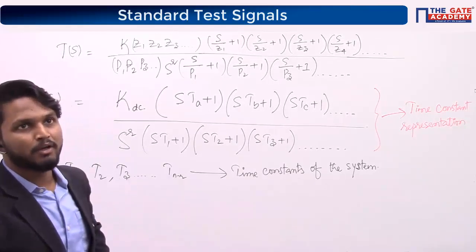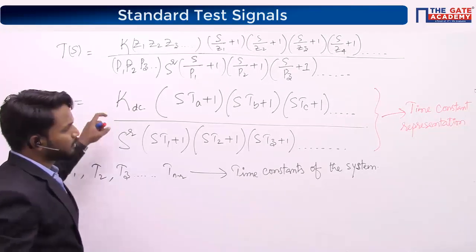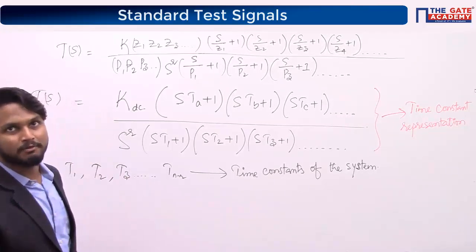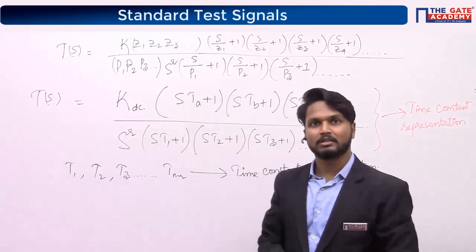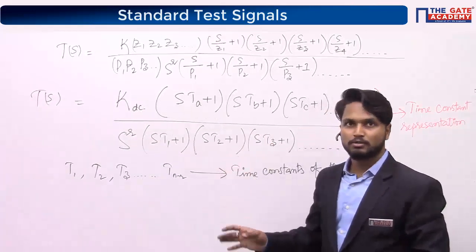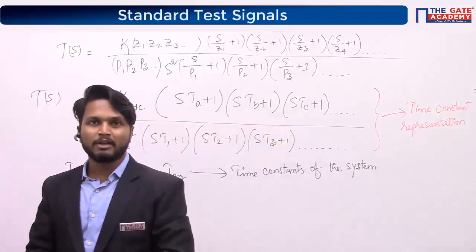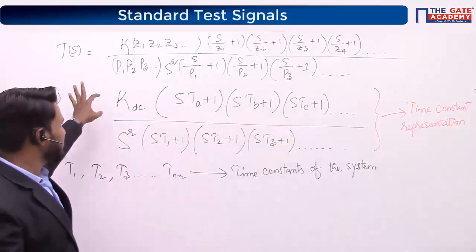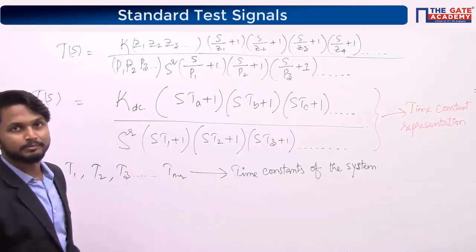This is the general way of representing any transfer function, right? The general form of any transfer function is this, that is the time constant form. So in this way we can represent our transfer function, right? So why did we call this K DC as DC gain? This constant as DC gain, why did we call it?